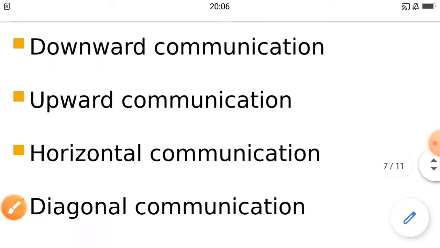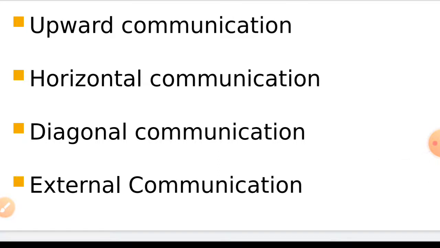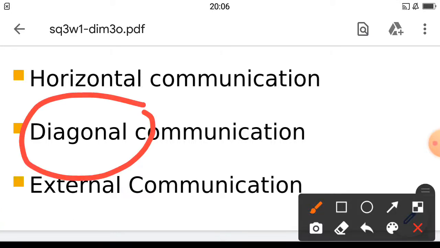So after horizontal, we have the diagonal communication or the crosswise communication. Diagonal or crosswise communication is the sharing of information among different structural levels within a business organization. This kind of communication flow is increasingly the norm in any organization today, since cross-functional teams are becoming more common day by day. For example, if the vice president of the sales department sends an email to the vice president of manufacturing department or section asking when a product will be available for shipping.